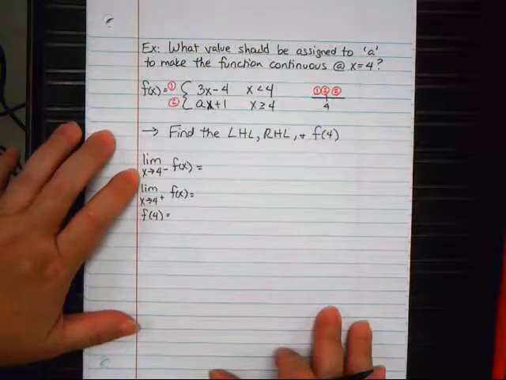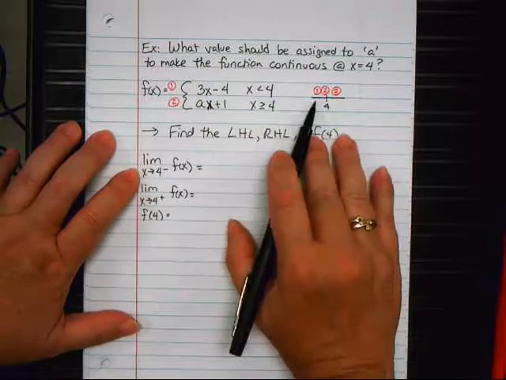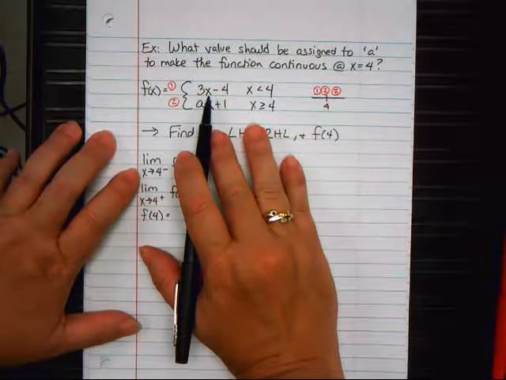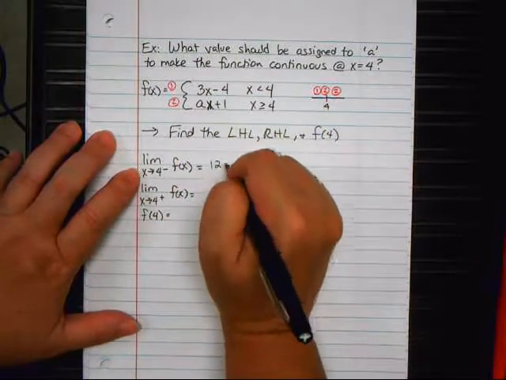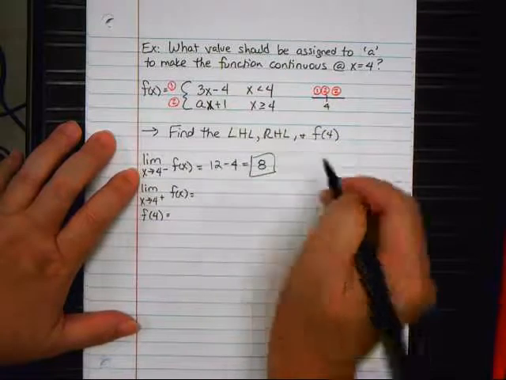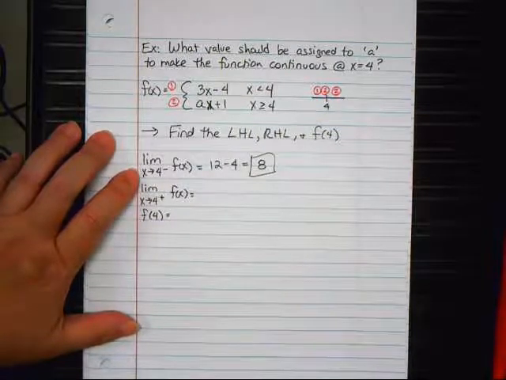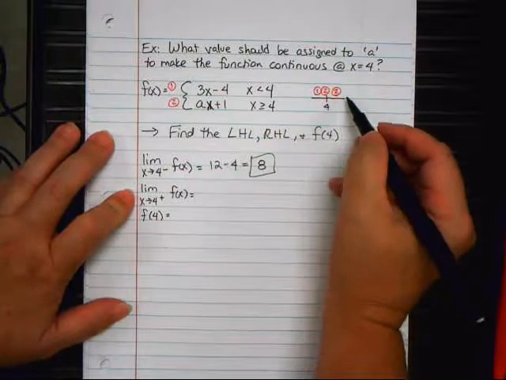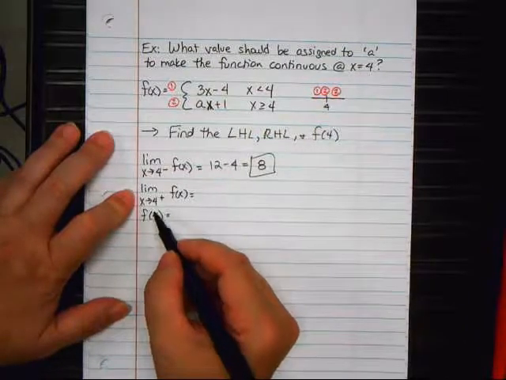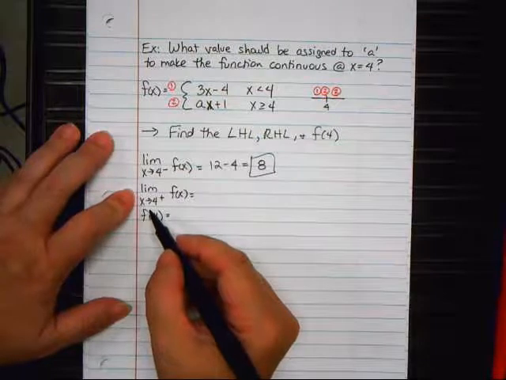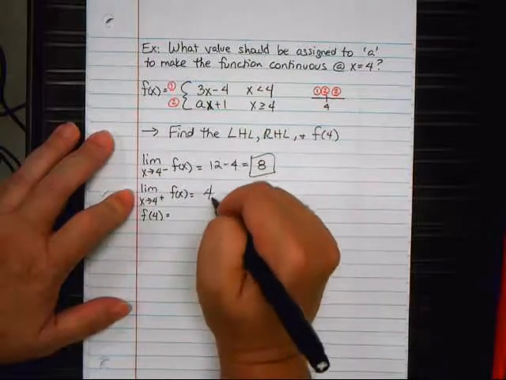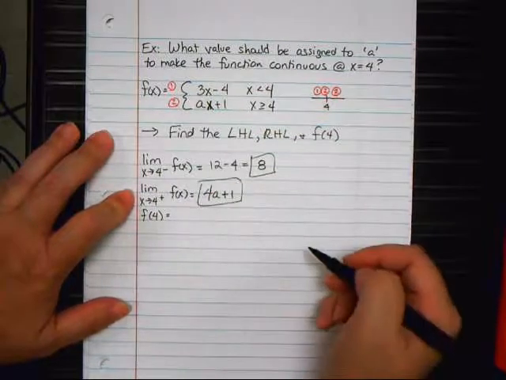Okay, to the left of 4 is equation 1. So I need to substitute 4 into the first equation. That would give me 12 minus 4. The first equation's limit is 8. Does that make sense to everybody? From the right, I'm supposed to plug it into equation 2. And it's x approaching 4, not a. So you're substituting 4 in for x. What's that going to say if I put 4 in for x? 4a plus 1. Does everybody understand that?